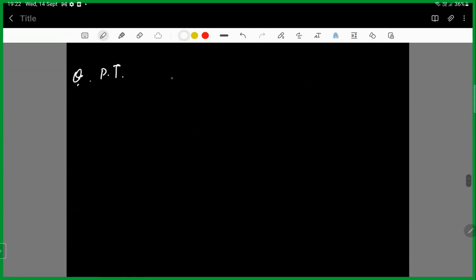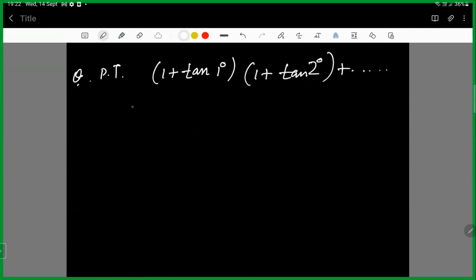Prove that 1 plus tan 1 degree into 1 plus tan 2 degree, you know this, right? Yesterday we did this type of problem. Plus 1 plus tan 45 degree is equal to 2 to the power of 20. Do this. 1 plus tan 1 degree multiplied by 1 plus tan 2 degree, 1 plus tan 3 degree, up to tan 45 degree.